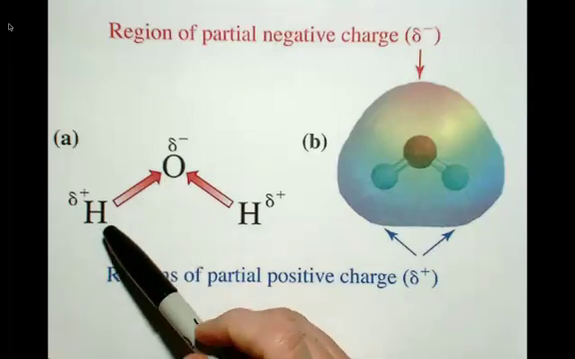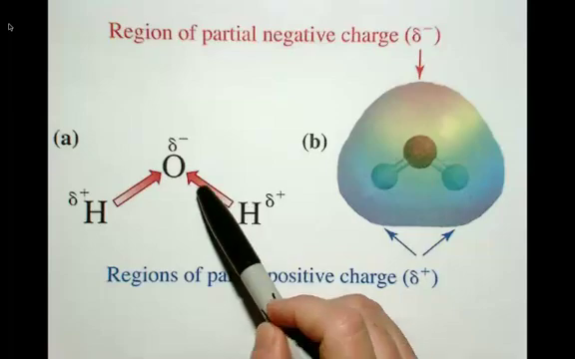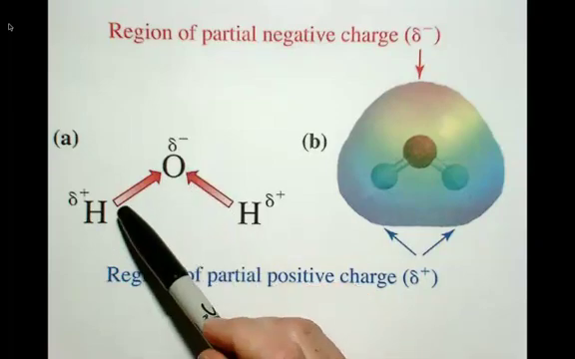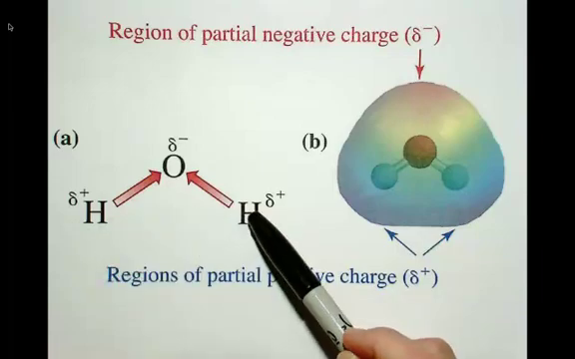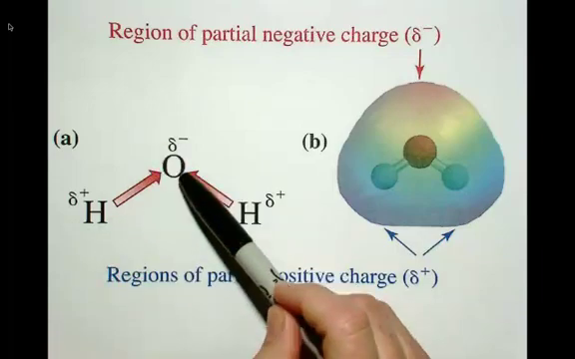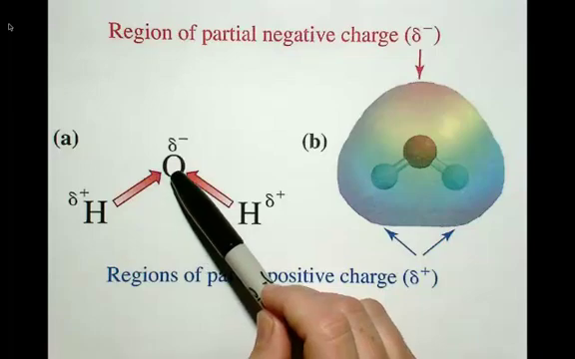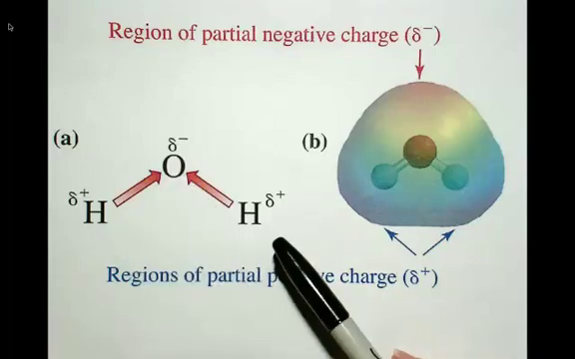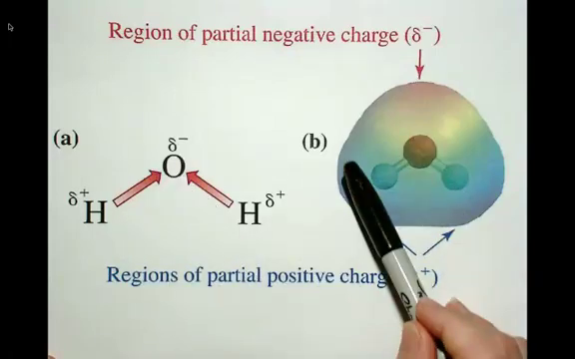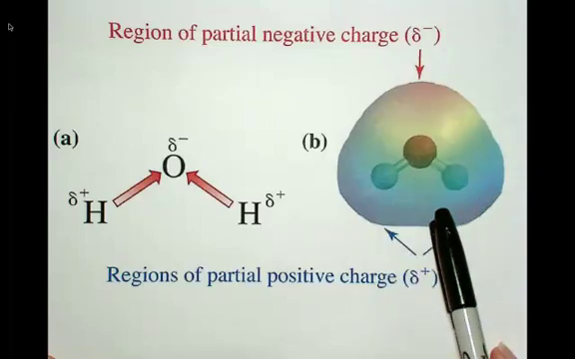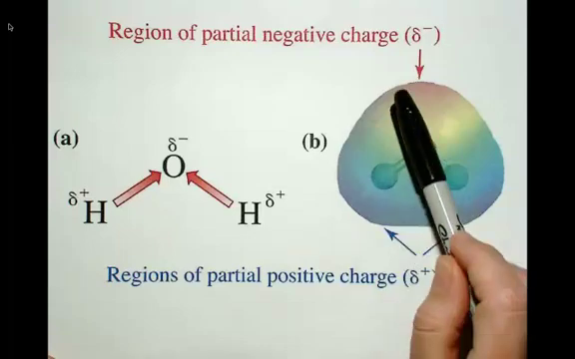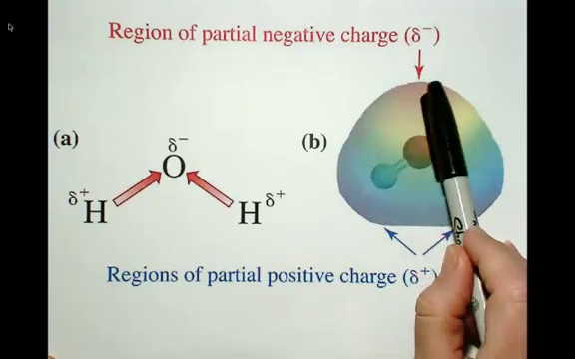So in the case of water, of course, there's two OH bonds, and the hydrogen is going to be the partially positive part of the bond, and the oxygen is going to be the partial negative because oxygen is more electronegative than hydrogen. And this is another way to show the electron cloud distribution. The blue is indicating regions of partial positive charge, and the red is region of partial negative charge.